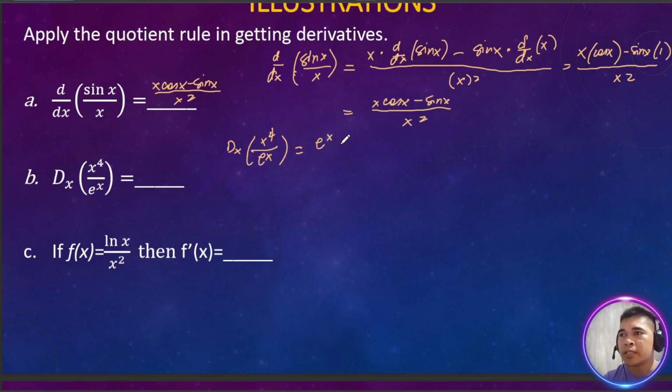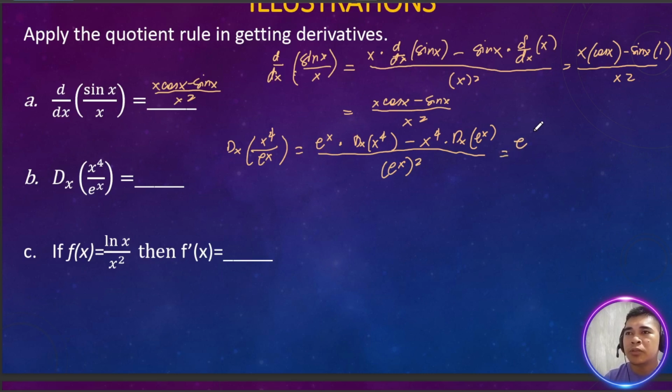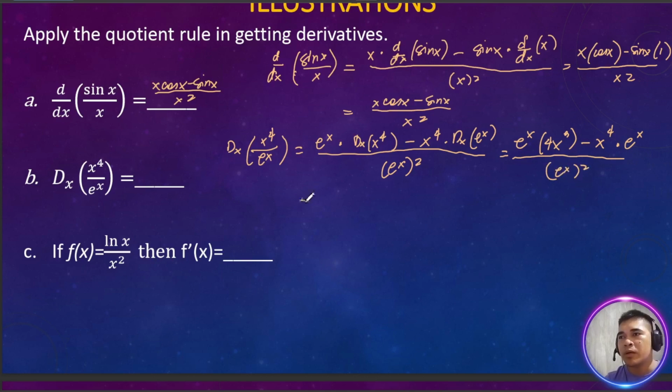So e to the power of x times the derivative of x to the power of 4, minus x to the power of 4 times the derivative of e to the power of x, all over the square of our denominator, which is e to the power of x, equals e to the power of x. Now what is the derivative of x to the power of 4? That is 4x to the power of 3, using the power rule, minus x to the power of 4 times e to the power of x, all over the square of e to the power of x, equals.